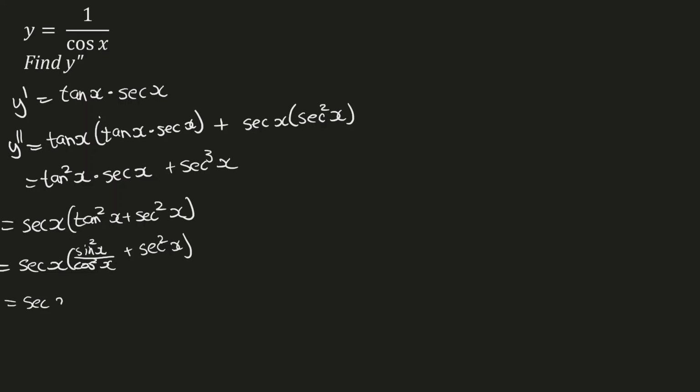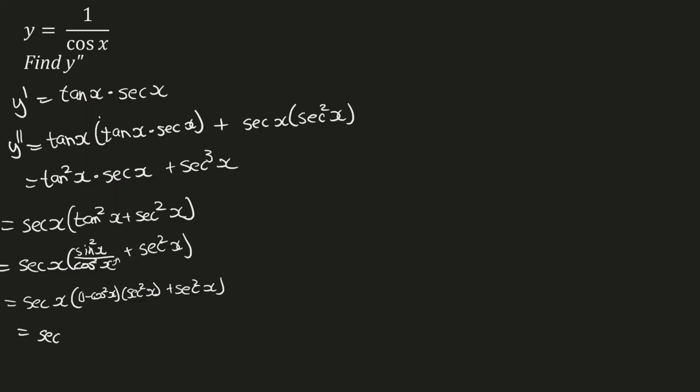So we have secant x. Now we can rewrite cos squared x as secant squared x. And we can rewrite sine squared x as 1 minus cos squared x. So we have 1 minus cos squared x. Now we take this denominator, cos squared x, we change this to secant squared x. So we have secant squared x plus secant squared x.